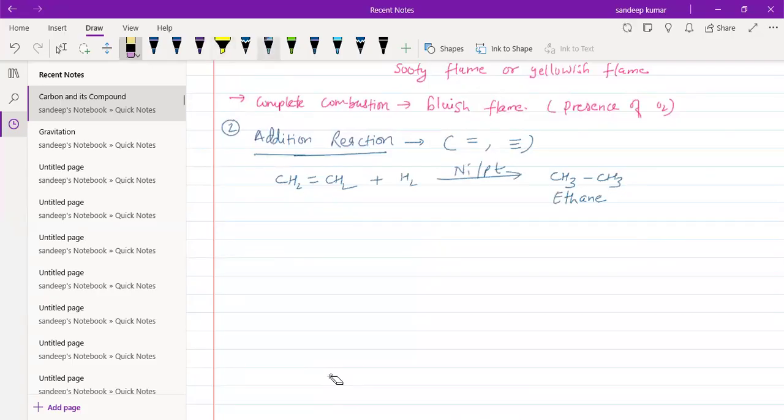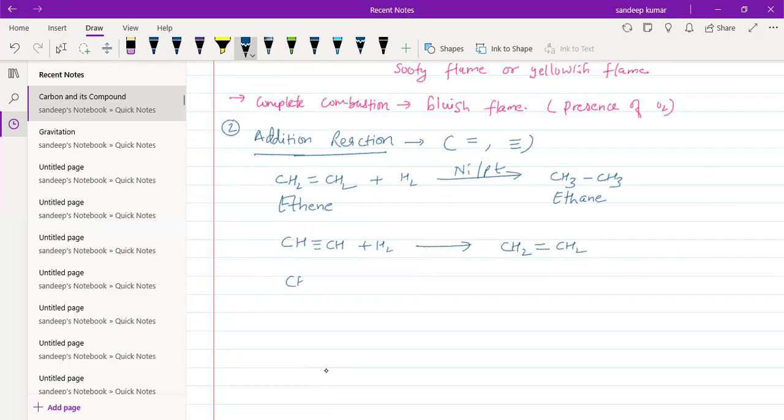So this is ethene. Similarly, if you take ethine, CH triple bond CH, when it reacts with hydrogen, one hydrogen comes here, one hydrogen comes here, right? It will change into ethene first, CH2 double bond CH2.